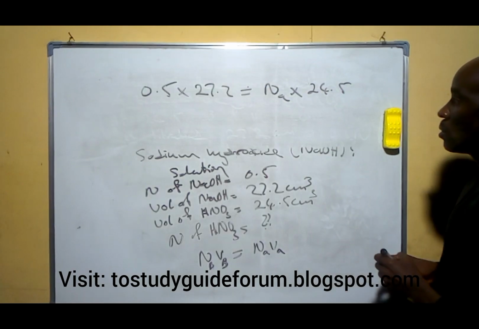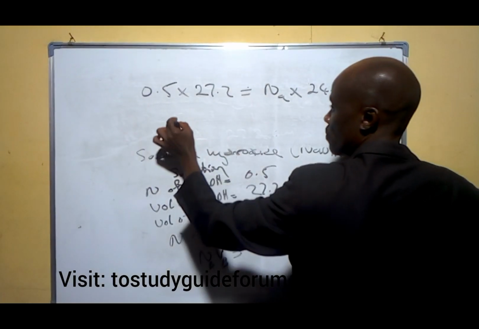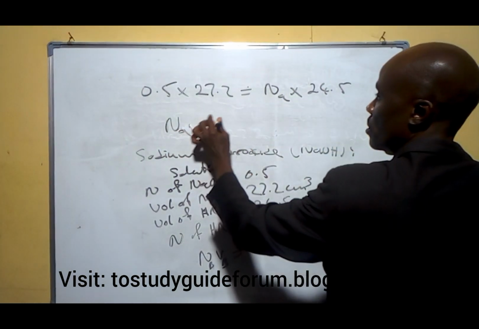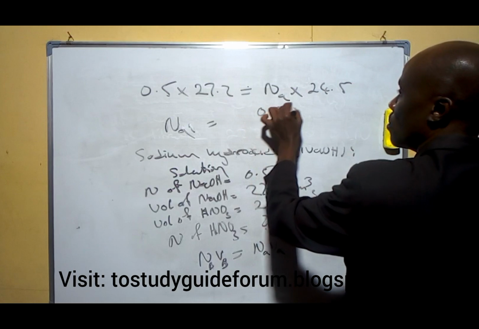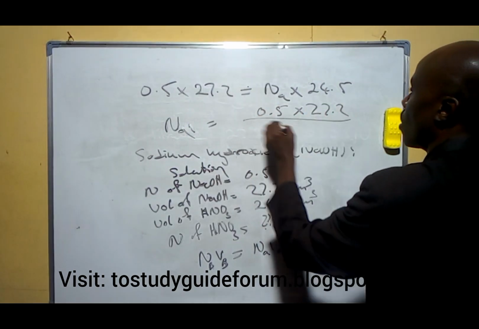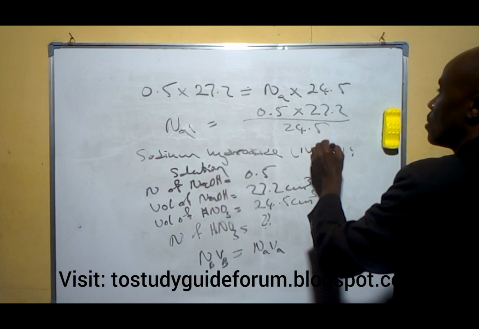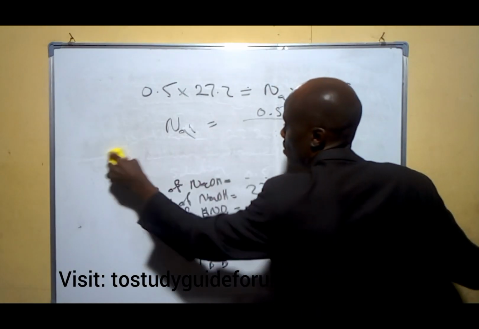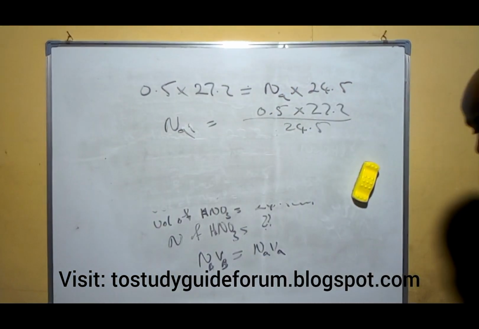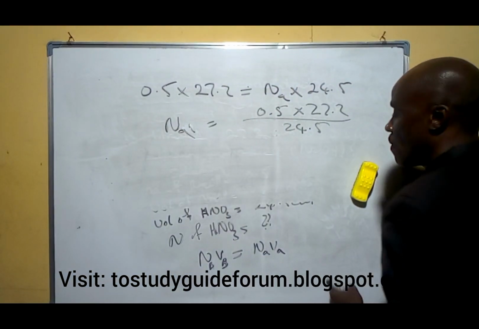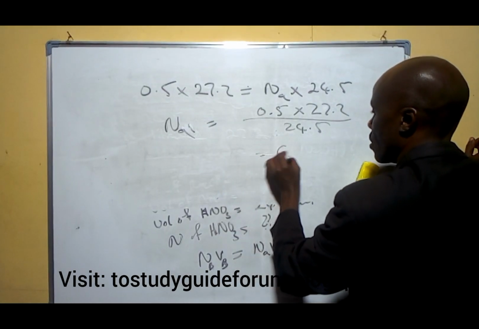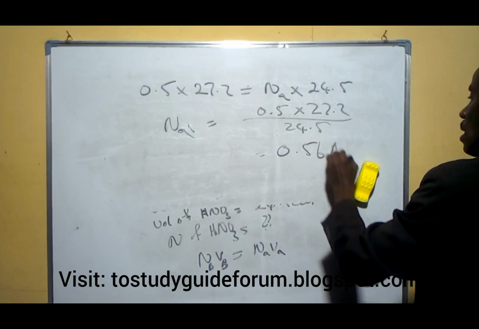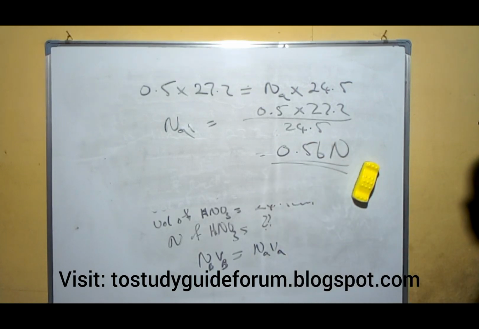24.5. So the normality of the nitric acid will then be equal to that all over 24.5. If we multiply it through, that will give us 0.556 normality. That is that of the acid.